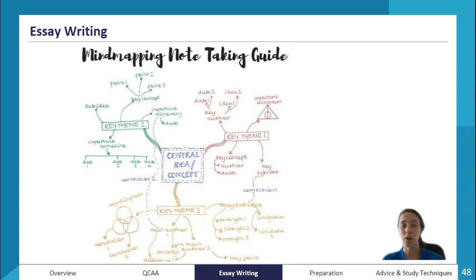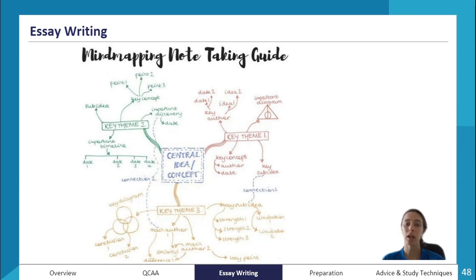So, mind mapping with a bit of a note-taking guide. It can be handy for anyone who is a visual person to map out different ideas as well. And it can be really simple or it can be more detailed. It depends on the way that you work and what works best for you. So you can map out your different ideas and break them up into different sub ideas and this can help you formulate your plan for your essay.